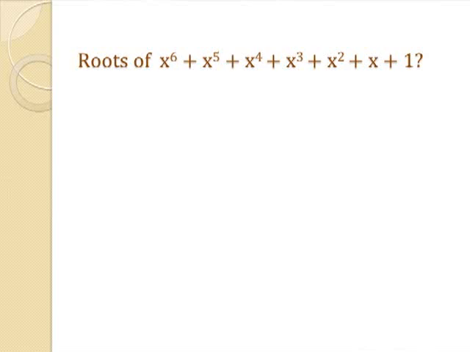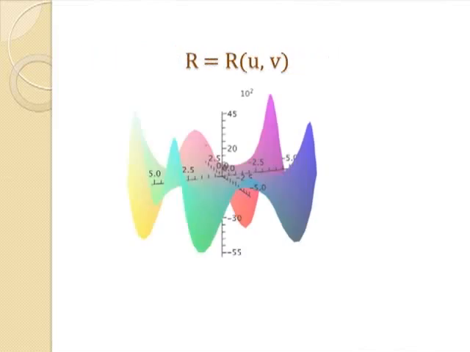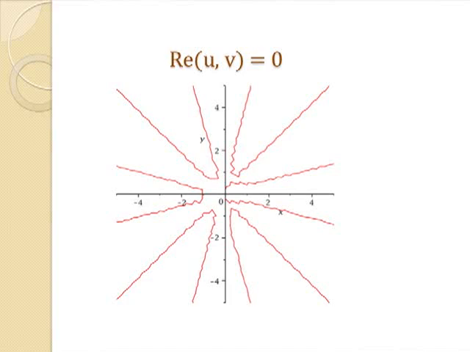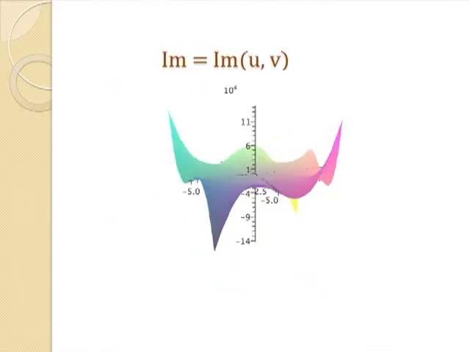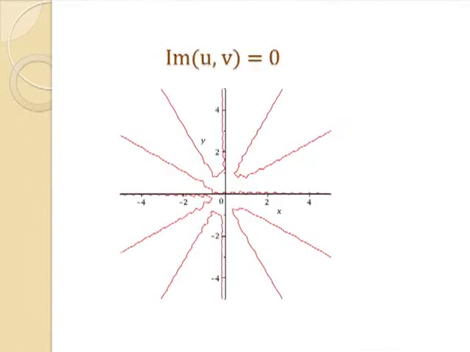Just for fun, I did it for the degree 6. That's the real part of the degree 6. Those are the level curves. You're expecting 6 solutions. This is the imaginary part. Level curves. Points of intersection. I know I should be using 2 different colors, but I didn't have too much time really. But there are the 6 solutions.